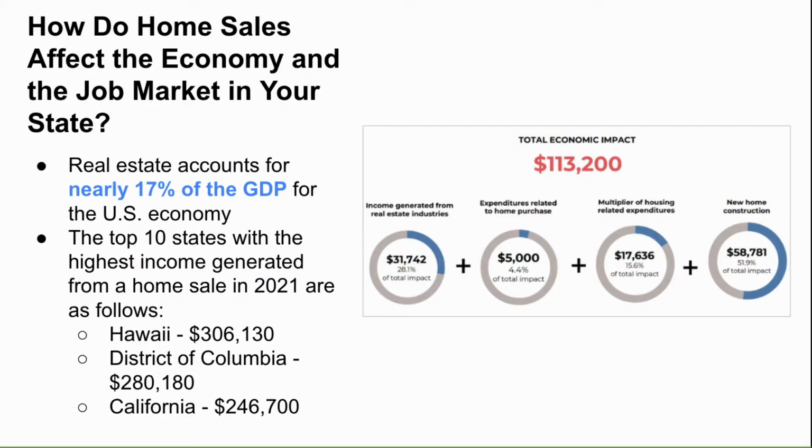So the first article was published by NAR, which is a realtor website. And they looked into how home sales affect the economy and the job market in your state. And why this is interesting is that currently in June, we're seeing a huge decline in real estate in terms of transactions. Because of rising interest rates, a lot of buyers have backed out of the market, and a lot of people who would normally have sold their home are not because they can't actually move up into another property.